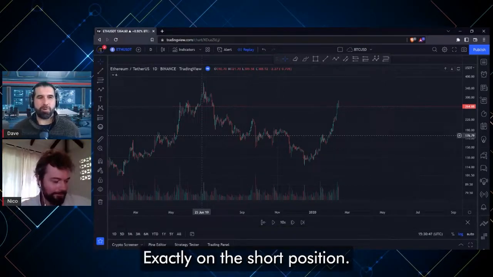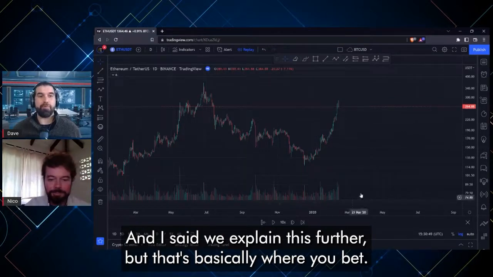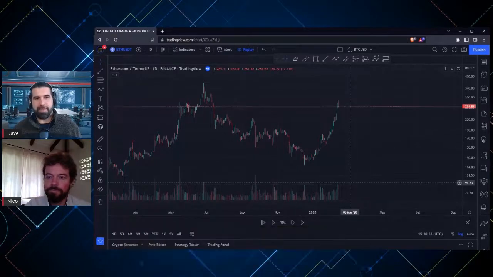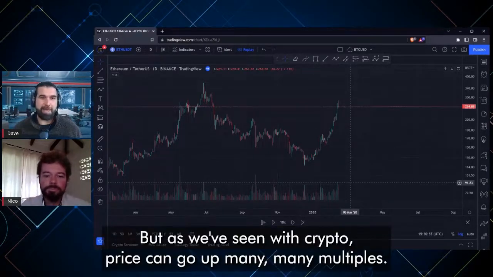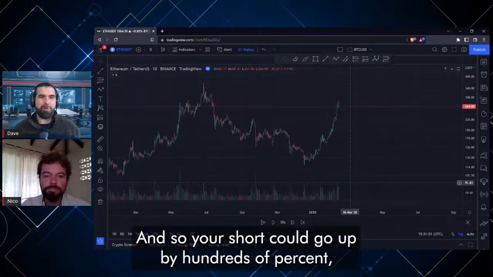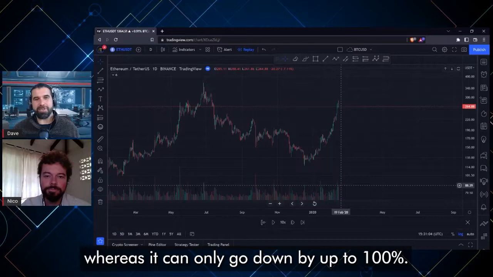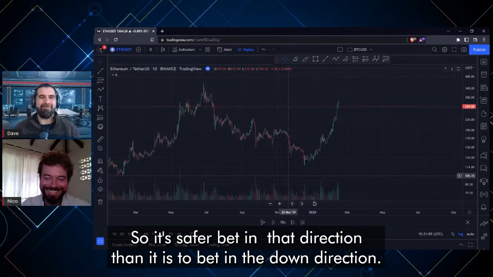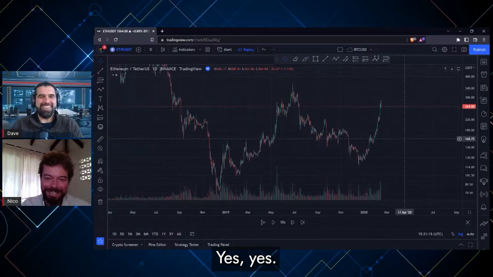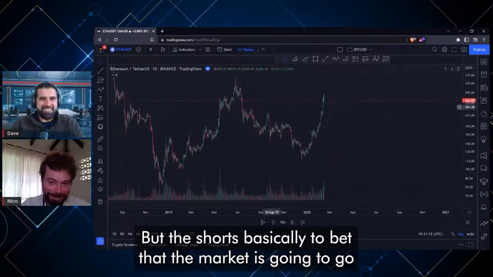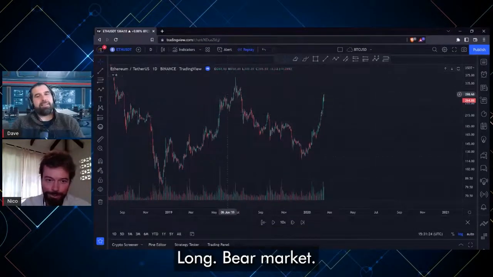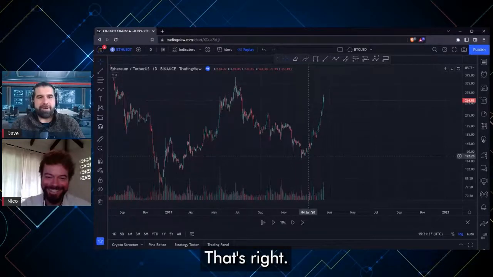Exactly. Short position, I said we'll explain this further, but that's basically where you bet and you earn a profit when the price declines in value. But as we've seen with crypto, price can go up many, many multiples. And so your short could go up by hundreds of percent, whereas it can only go down by up to 100%. If we're betting in the up direction, it's safer to bet in the up direction than it is to bet in the down direction as a result. Yes, it is. But shorts, basically to bet that the market is going to go down, are as well a good ally when you are in a long bear market. That's absolutely right.